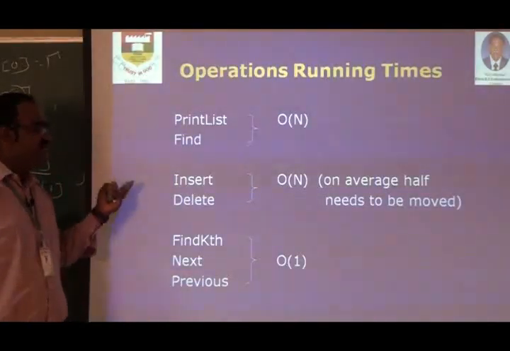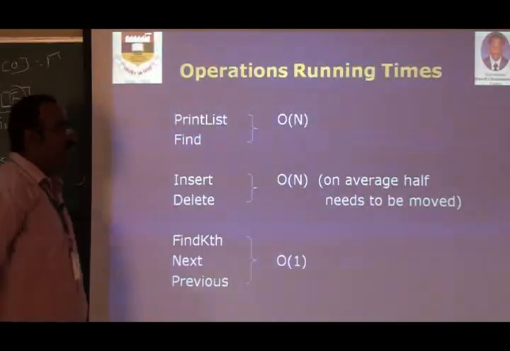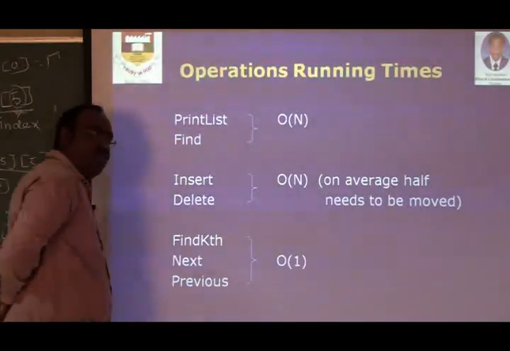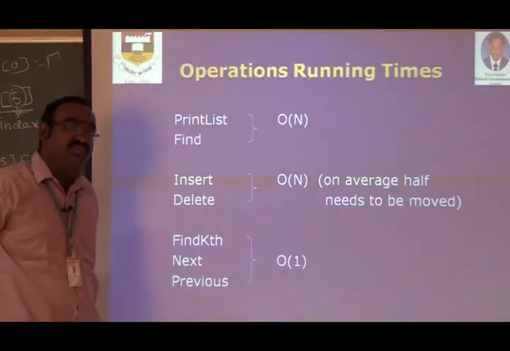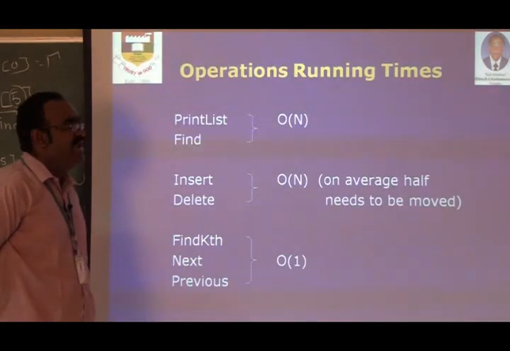That is printing the list, find, insertion, deletion, find the position, next and previous. So what is this? This is Big O. It's a notation for the optimization of the execution. When the program is executed, we can notate it via O. Here n is the size of the array.